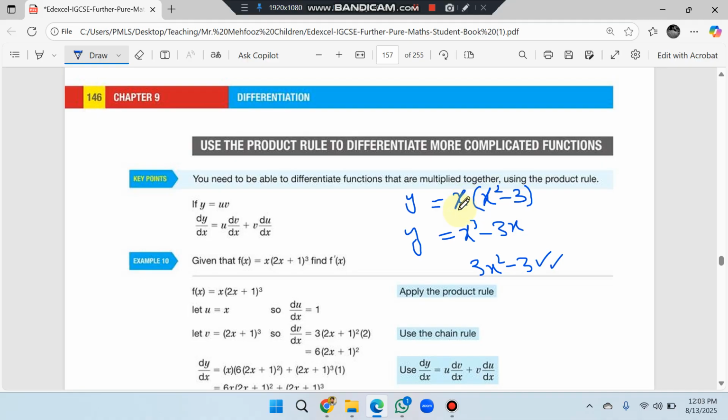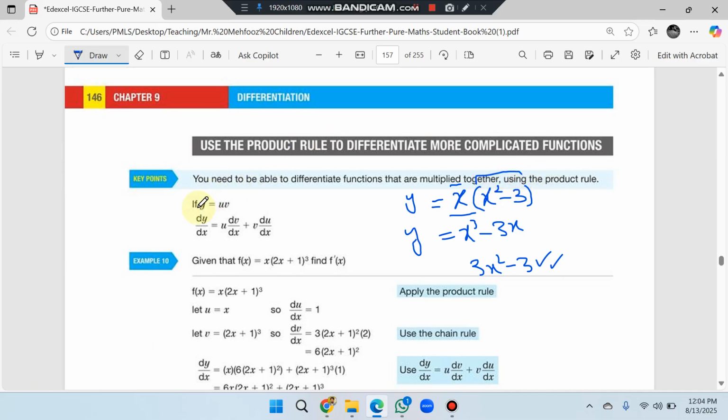And you can see that in this function, the two terms are multiplied. So when two terms are multiplied, this is the simple form. If we have some difficult forms, then we can use the product rule. Product rule is basically used when two functions are multiplied and we have to find the derivative of the function. You need to be able to differentiate functions that are multiplied together using the product rule.